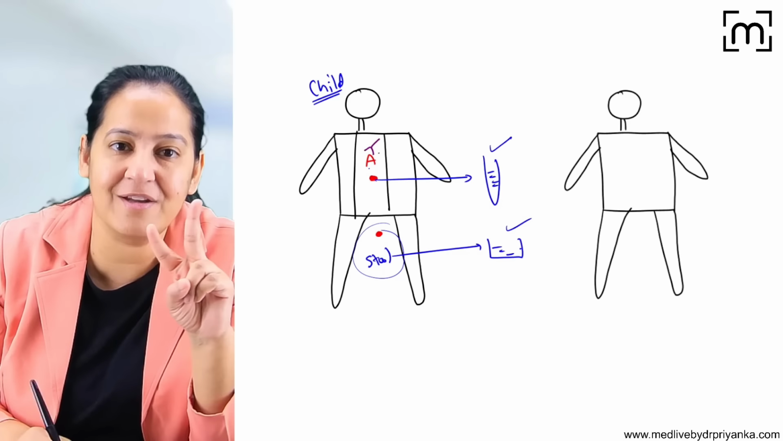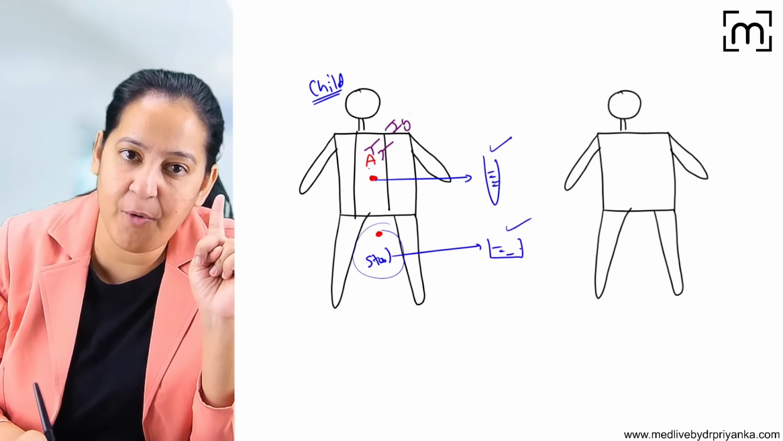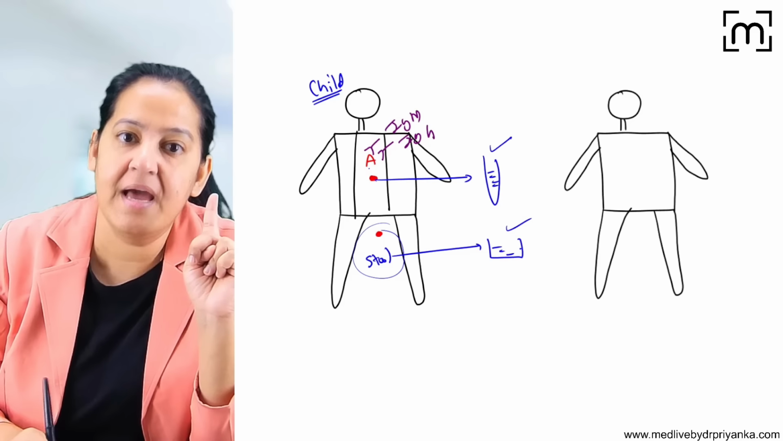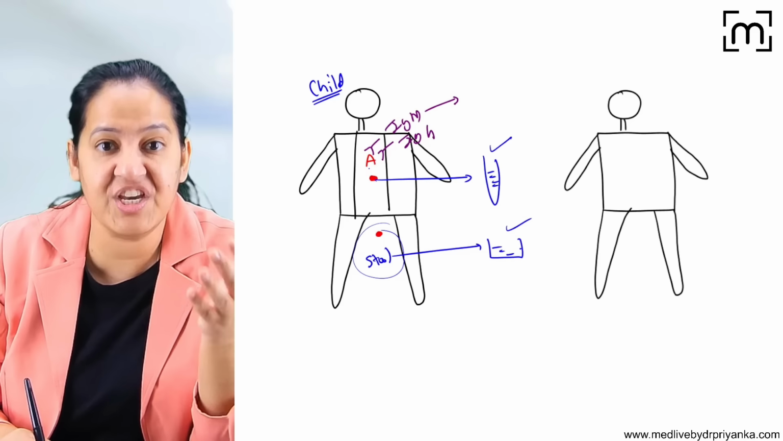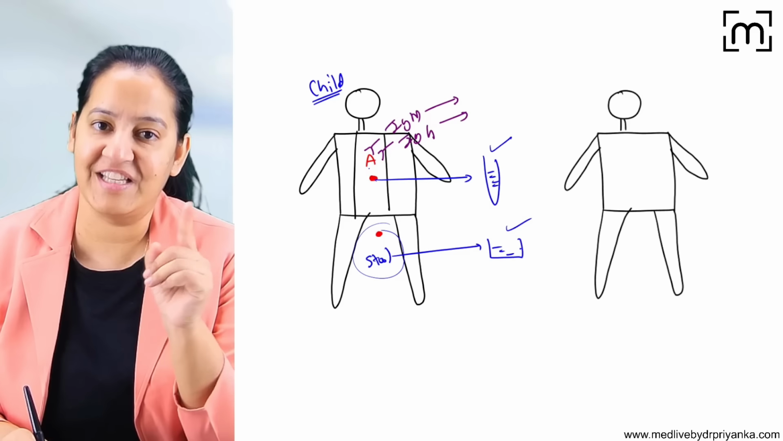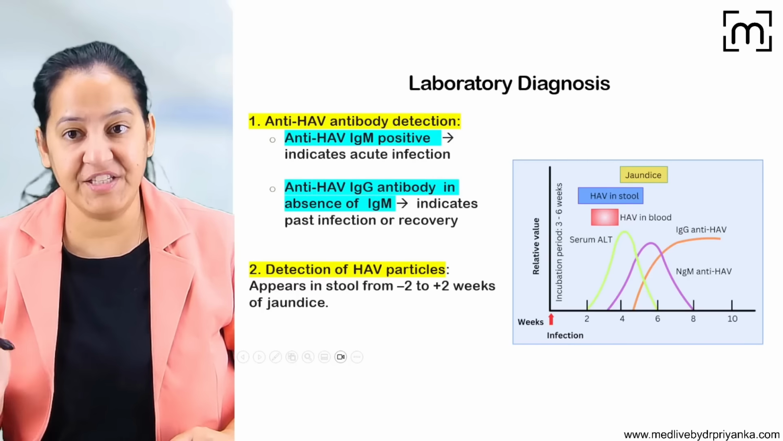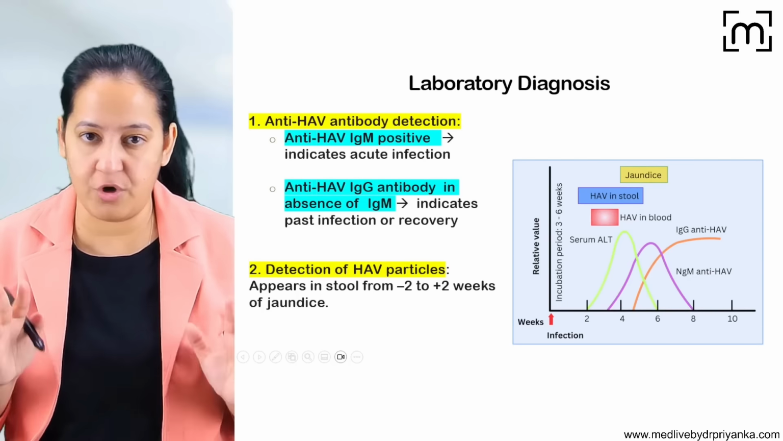So in the blood you get two types of antibodies against hepatitis A virus: IgM antibodies and IgG antibodies. IgM represents recent infection. IgG represents past infection. Whenever a person has hepatitis A, IgM will come and go after a few weeks, but IgG will remain forever. So IgG represents the past infection, not the present.